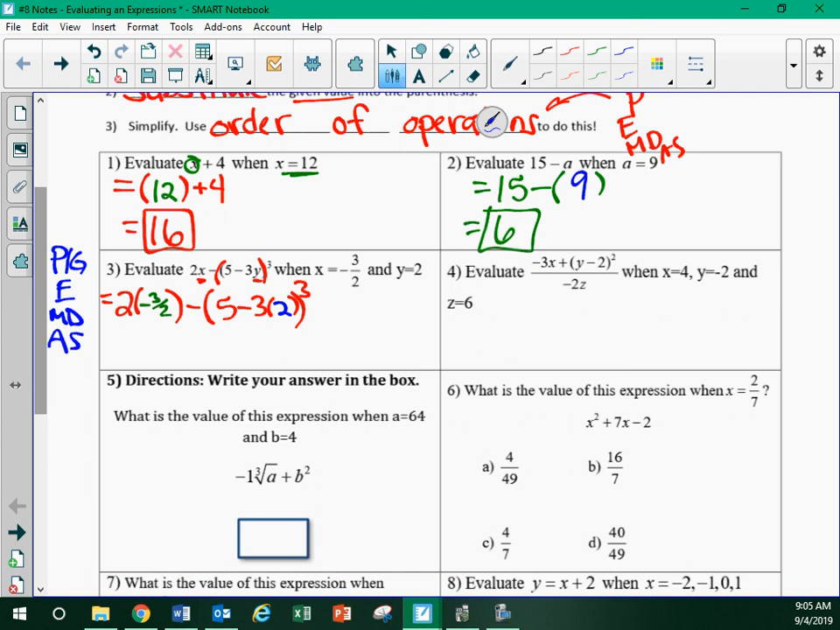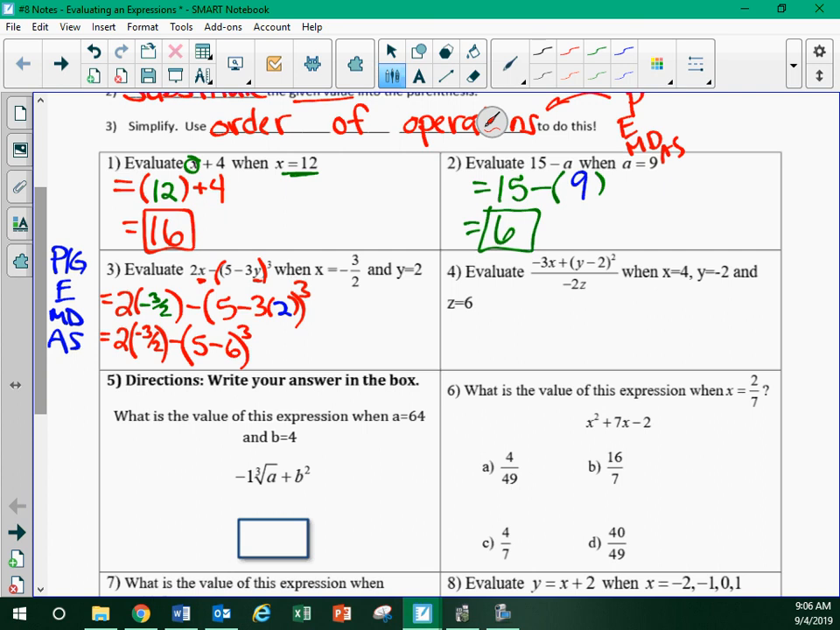Okay, so parentheses. So I see inside my parentheses here, I need to simplify this first. So when we go to simplify inside of here, do I do 5 minus 3, or do I do 3 times 2? 3 times 2. Good, 3 times 2. Okay, so let's rewrite this. All right, so 5 minus, what's 3 times 2? 6. Or if you think negative 3 times 2 is negative 6, either way.